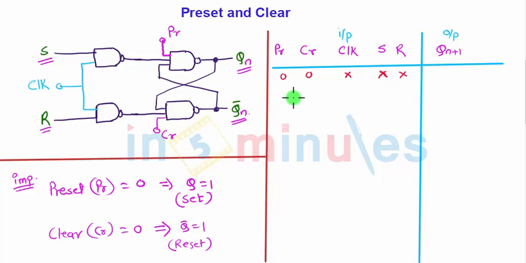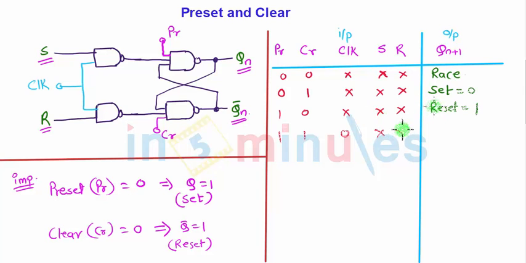If preset and clear, both the external inputs to the NAND latch, are 0, then definitely Qn will also try to become 0 along with Qn bar. So there will be a race condition. We name this state race. Let us try to put PR equal to 0. This condition will directly set the flip-flop. And this condition will directly reset the flip-flop.